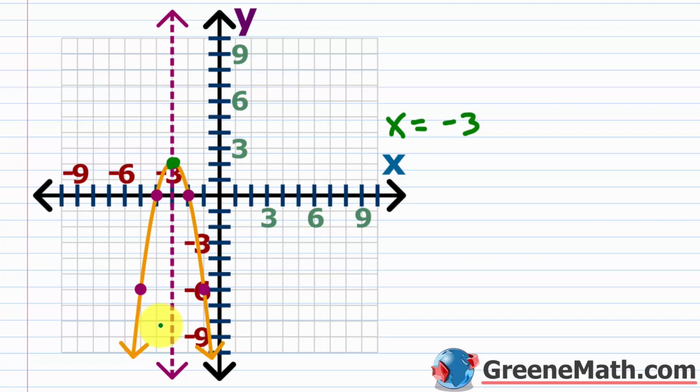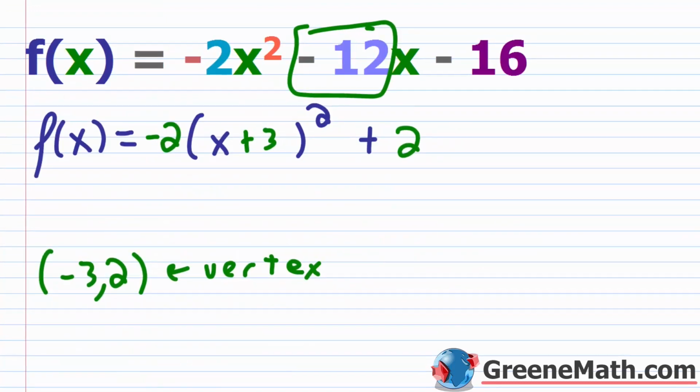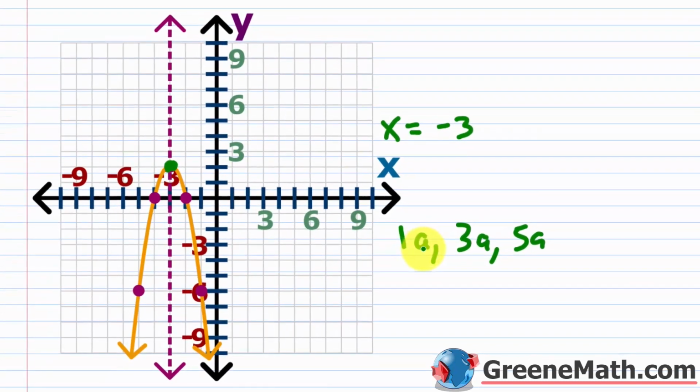Okay, so again, the step pattern is what you want to have. So you have 1a, 3a, 5a. In this particular case, you don't need to keep writing these out because you're only going to get 2 additional points out of this because my graph only goes down to negative 10. Okay, so we know a, if I go back, is negative 2. Again, it's always the coefficient of x squared. So 1 times negative 2 is negative 2. 3 times negative 2 is negative 6. And 5 times negative 2 is negative 10.